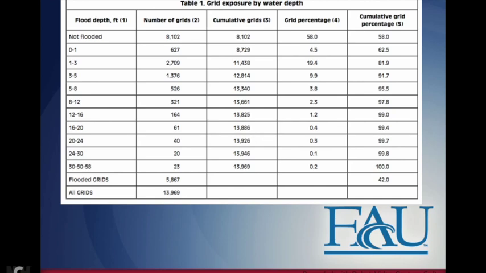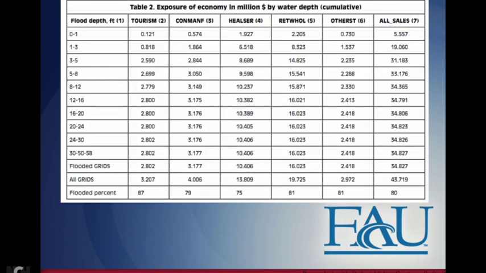There's a total of 13,969 grids, and of those, 8,102 are not flooded. The rest, 42% of the grids have some level of flooding, all the way from just a foot or so, all the way up to nearly 60 feet of flooding, so quite severe flooding.